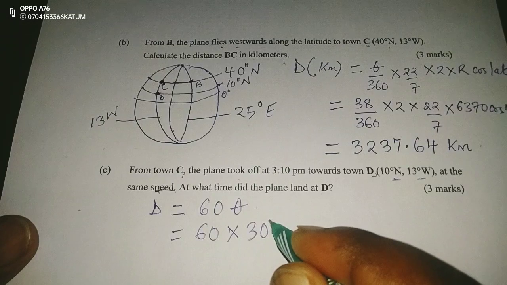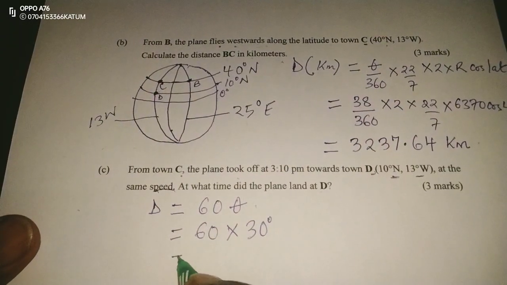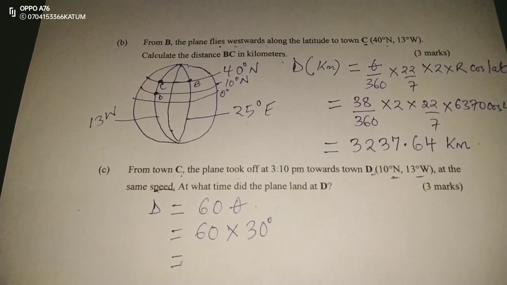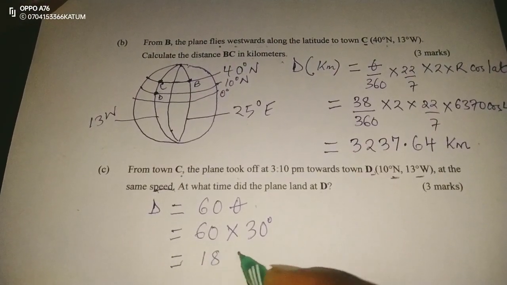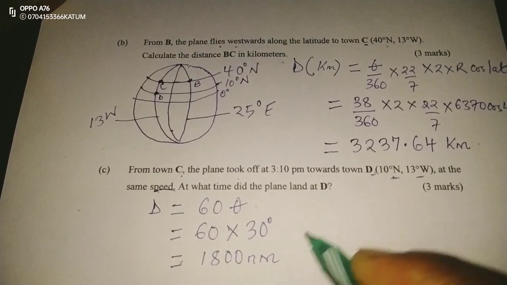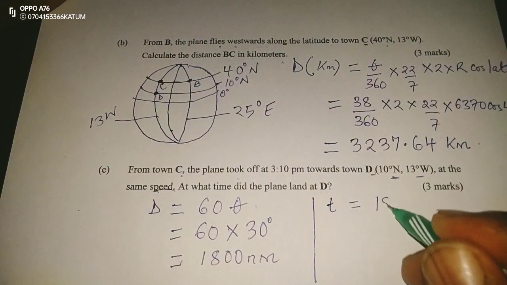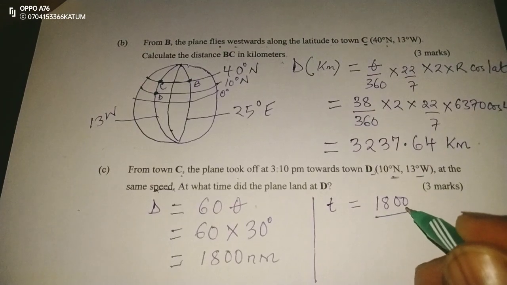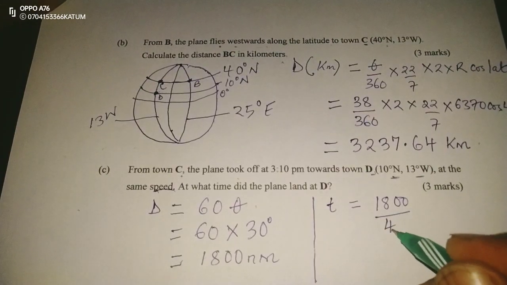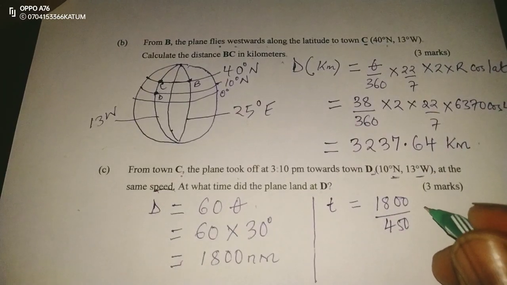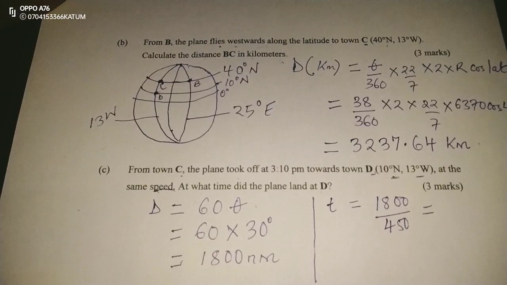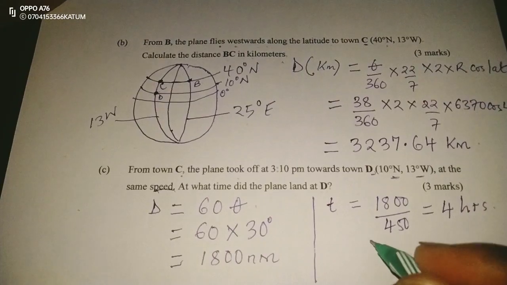If they were on the opposite sides of the equator, we could have added. But now it is 40 north and 10 north, so we subtract. When this multiplication is carried out, then we get 1800 nautical miles. Now with distance, we can take the time taken for this journey, which will be distance 1800 out of the same speed. The same speed means 440. Therefore, what we will get now is exactly 4 hours.